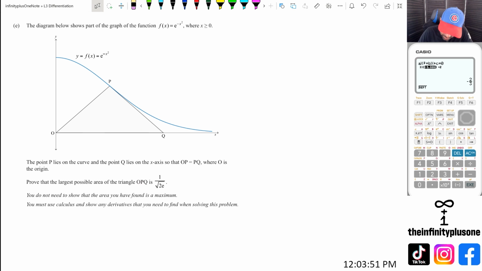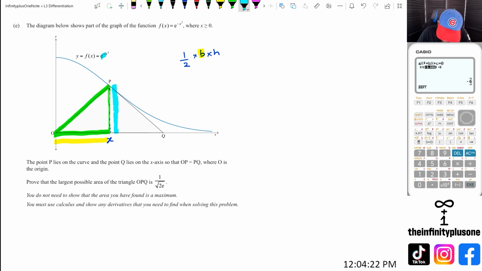All right, folks. So for this question here, what we've got to try and prove is the largest possible area is this. Now, I'm going to go along here and I'm going to put this as x. So if we look at the area of this triangle here, the green triangle, it is going to be half multiplied by base multiplied by height. Now, base is from here to here, which is going to be x, and then the height is going to be e to the power of negative x squared, whatever that is. So that's what the formula for the green triangle is going to be.